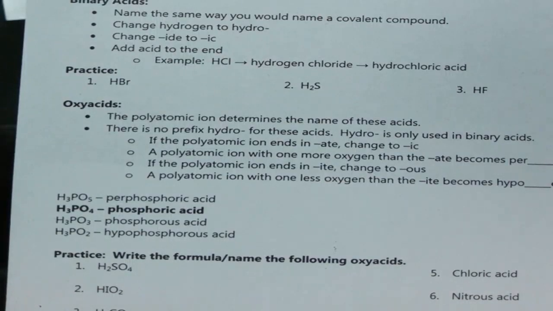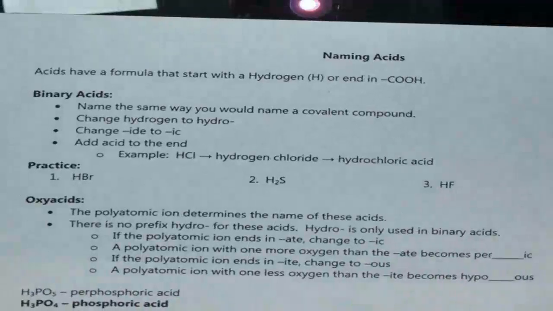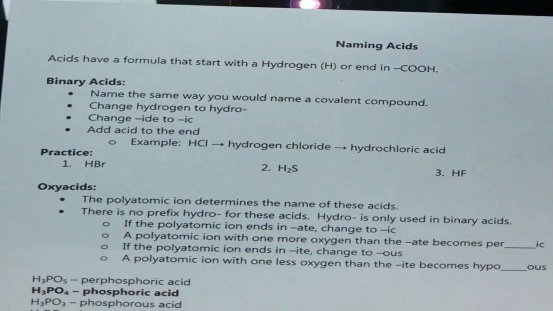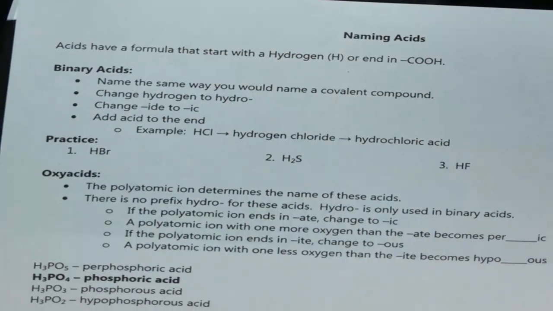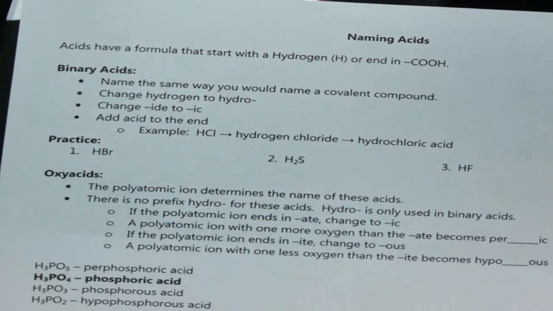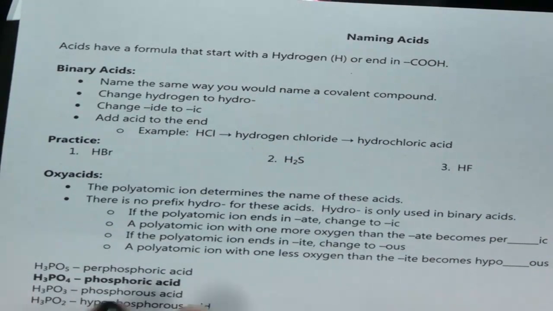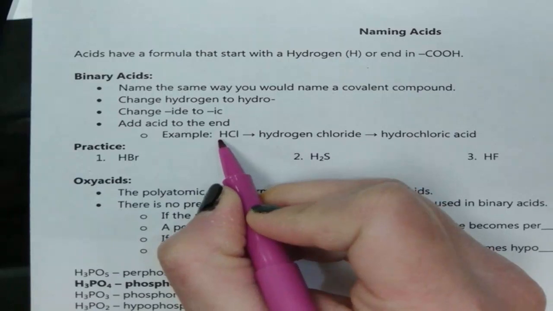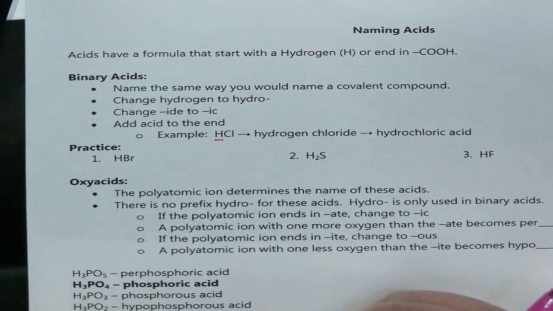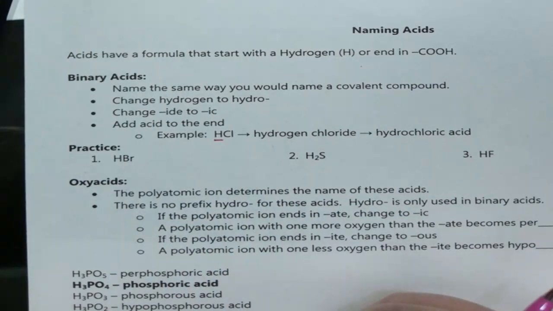So today's lesson is going to be on naming acids. And we're going to start with a binary acid. A binary acid contains two different elements. Acids typically start with a hydrogen. So anytime we start with a hydrogen in the formula, it's going to be an acid.